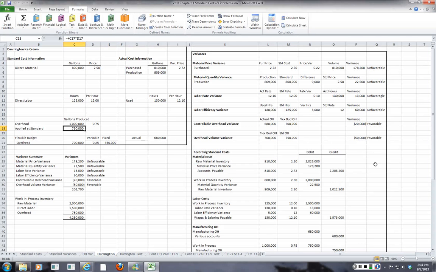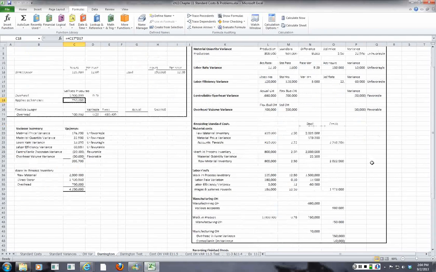Now, let's record. The book goes through recording these variances and these costs in a journal entry, which I think is quite instructive. It takes a little while to see it, but I think it works through and it's quite interesting.